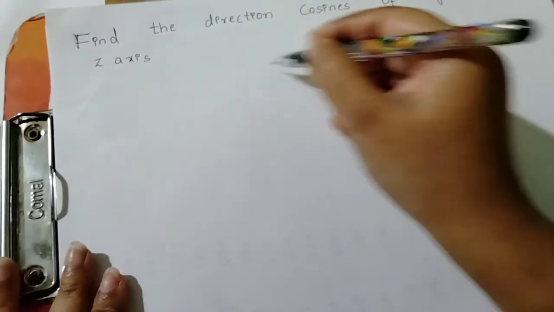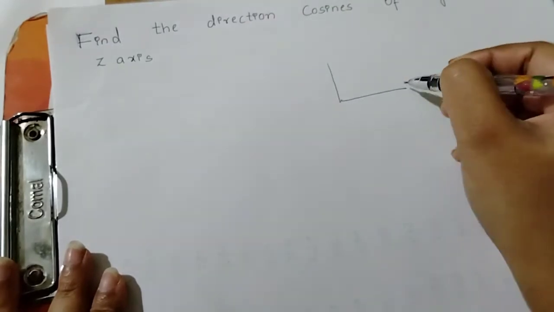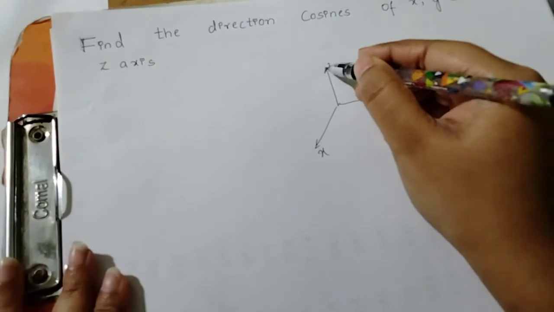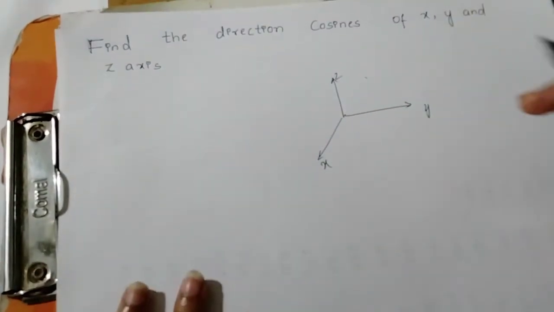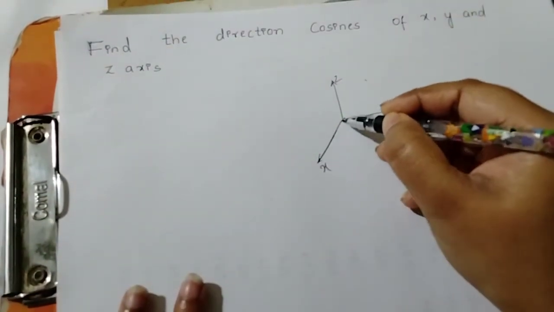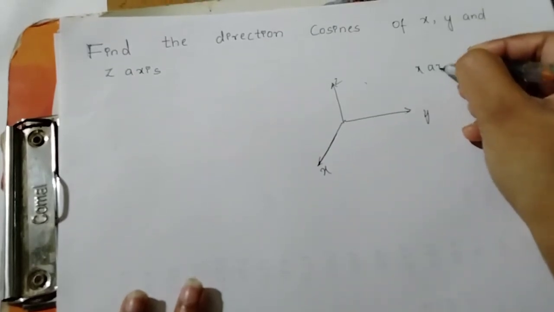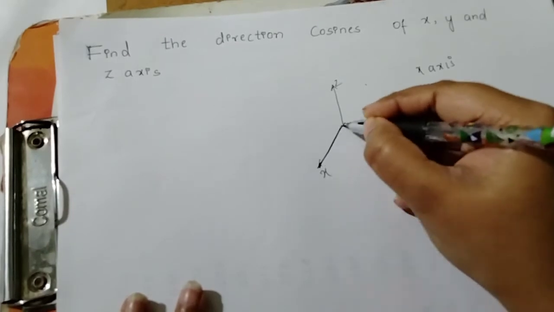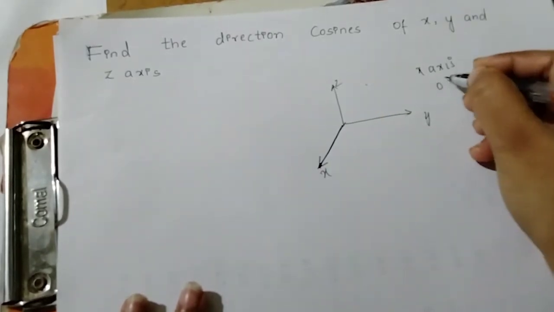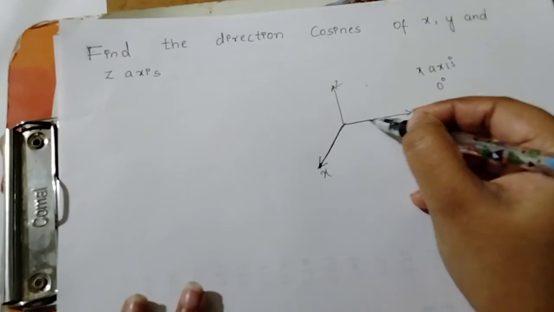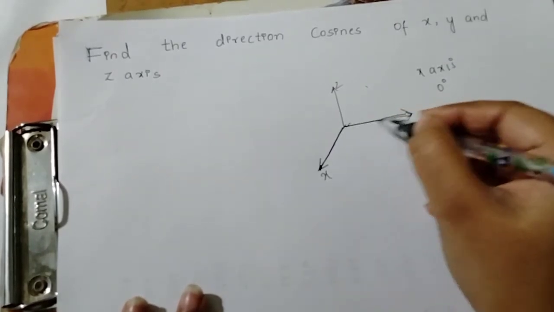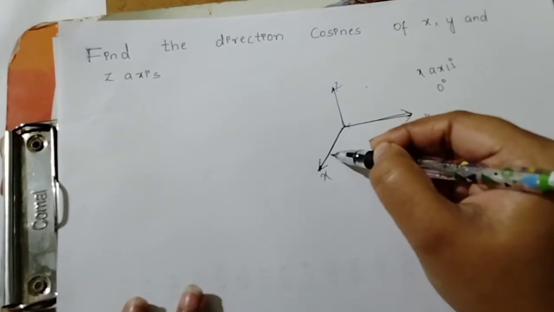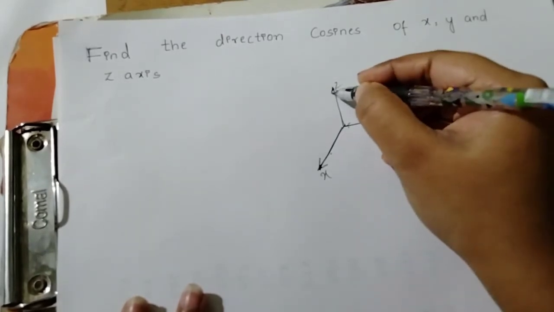So you know that if you draw a three-dimensional space like this, if you take the x, y and z axis like this, okay, if you take the angles with respect to the x axis, what will be this angle? Along the axis it will be equal to 0 degrees. The y axis will be perpendicular to x, so this will be 90 degrees. The z axis will also be perpendicular to the x axis because they are mutually perpendicular.